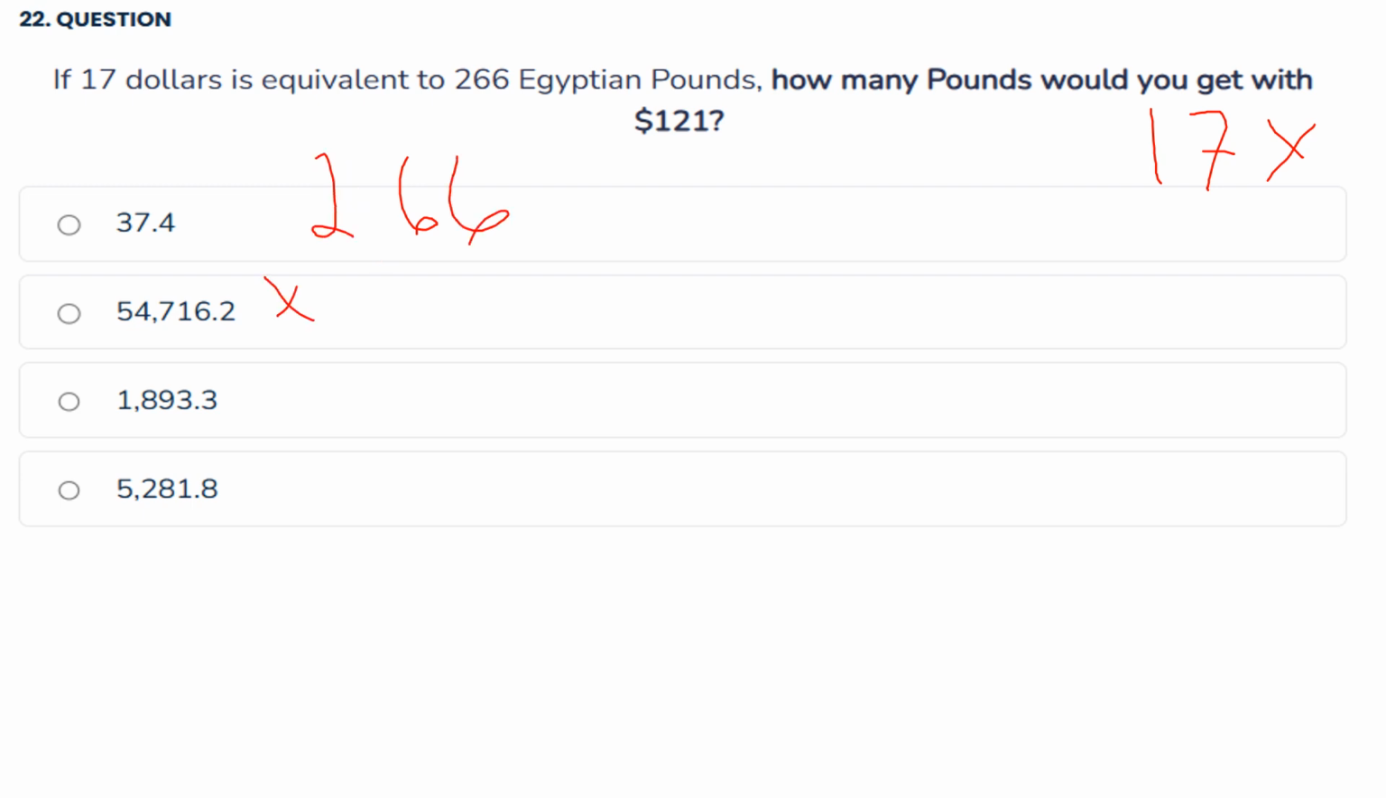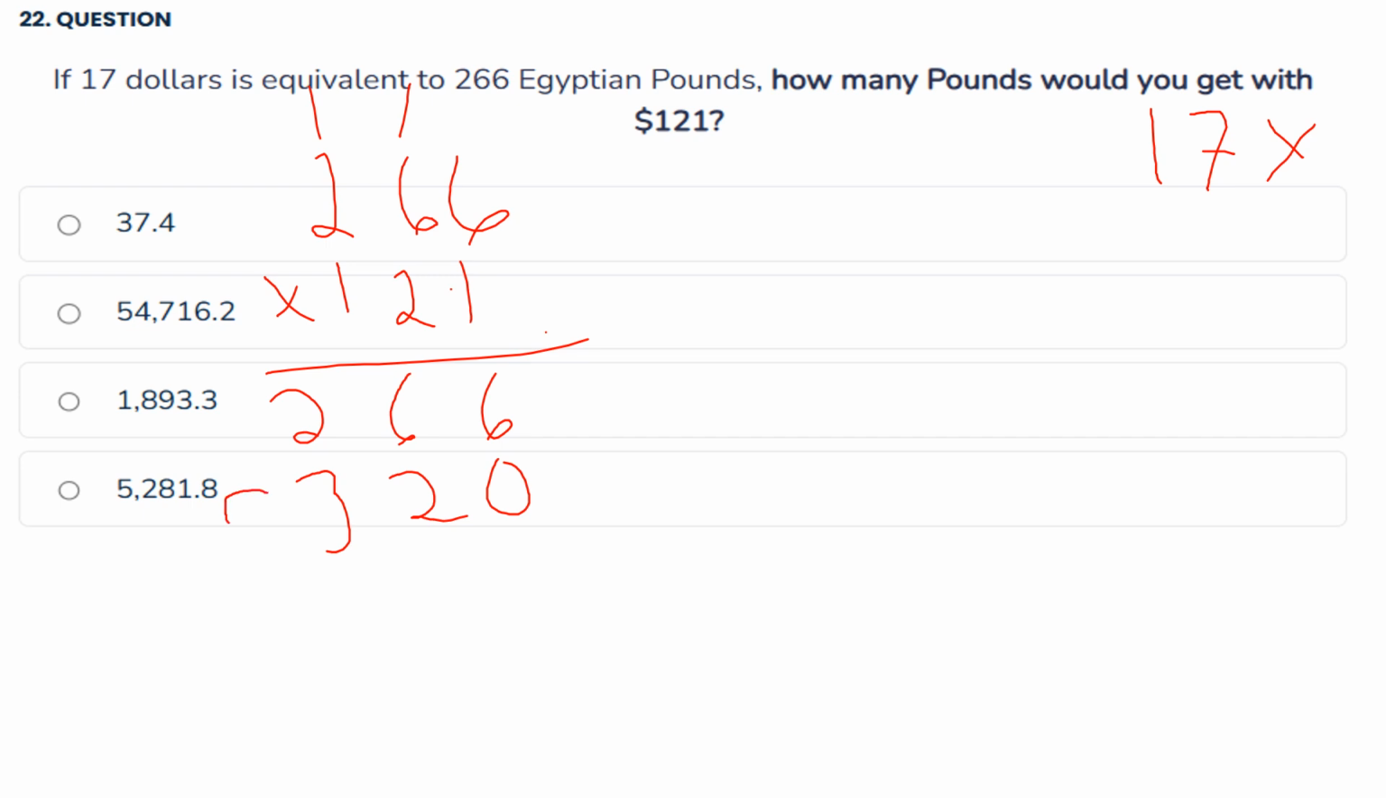266 times $121. So we have 1 times 6 is 6, 1 times 6 is 6, 1 times 2 is 2. Move to the tens place. 2 times 6 is 12. Carry the 1. 2 times 6 is 12 plus 1, 13. Carry the 1. 2 times 2 is 4 plus 1 equals 5.